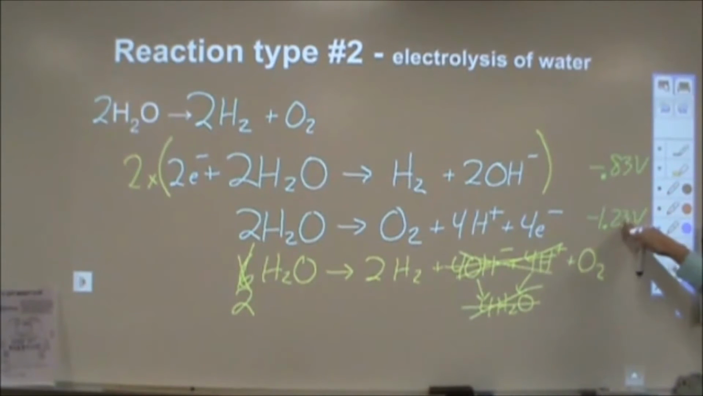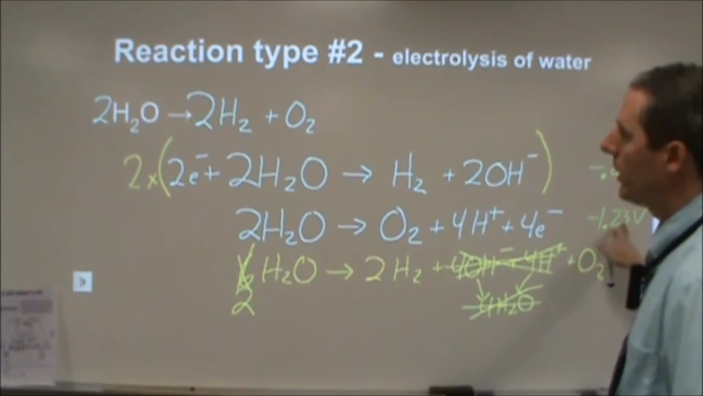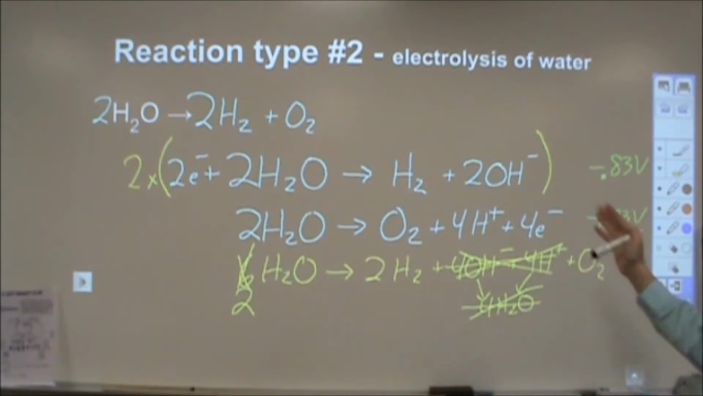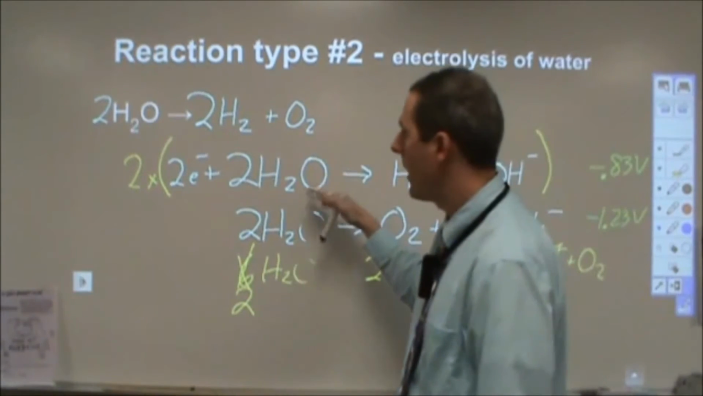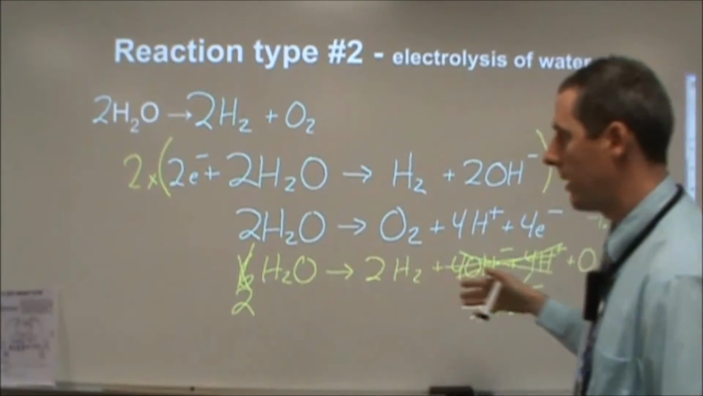Now the voltages on these are going to become critical when we get into the third type, which is a mix of the first and the second. Sometimes we'll get where one of these half reactions will occur and the other one will not.